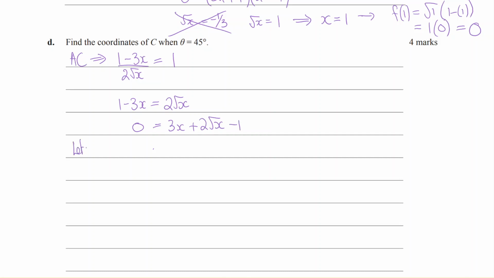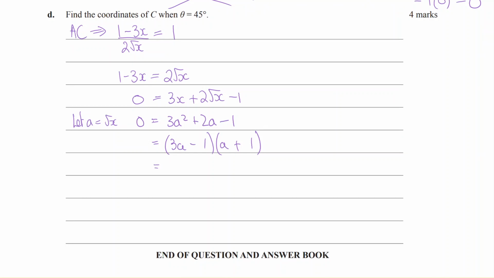I'm going to let a equal root x. I'm going to get 0 is equal to 3a squared plus 2a minus 1. So I'm going to get (3a - 1)(a + 1). This time though, it's going to be the other way around. This is going to be the negative, this is going to be the positive. And this is going to tell me that either a is equal to 1/3 or a is equal to -1. Considering that this is root x, this one can't happen. So what we get is x is equal to 1/9.